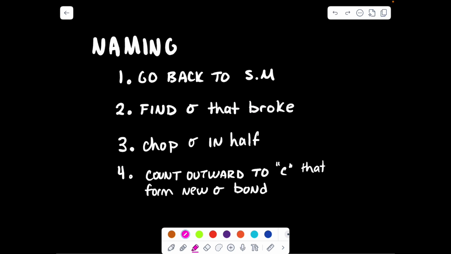All right, guys, so let's just break up the steps that we just went over on how to name a sigmatropic rearrangement. So step 1 is to go back to your starting material. Step number 2 is to find the sigma bond that broke. Step number 3 is to chop that sigma bond in half. And then step number 4 is to count outward till you reach the carbons that form the new sigma bond.